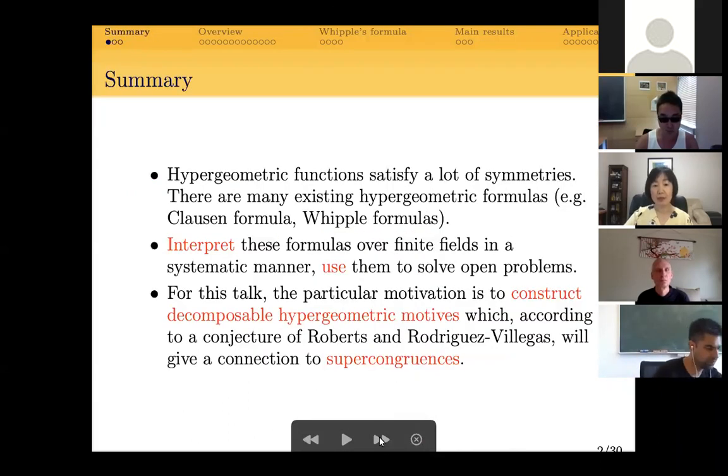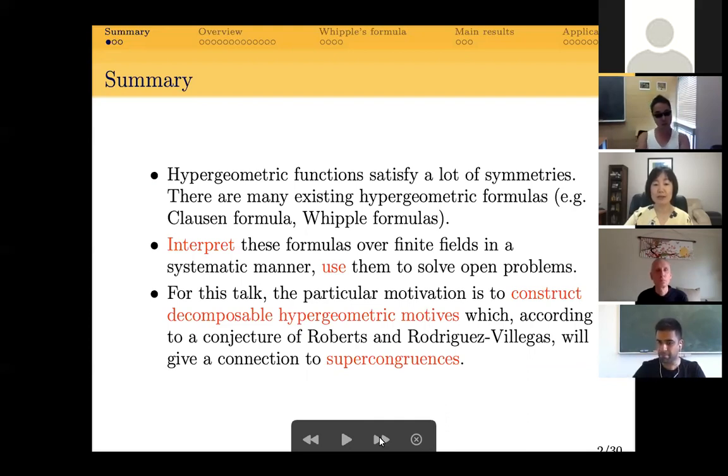So basically, what I'm going to talk about is in the framework of hypergeometric functions. There are special functions that satisfy a lot of symmetries, and there are many existing formulas, including Clausen's formula and Whipple's formula. In the past few years, my interest has been to interpret these formulas over finite fields in a systematic manner and use them to solve open problems.